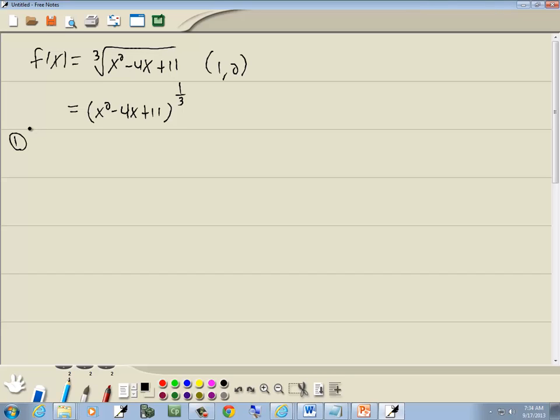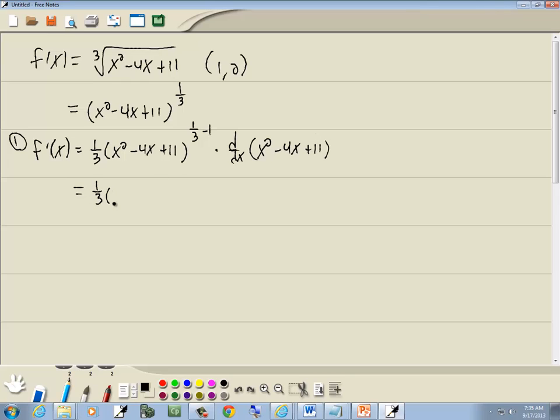Now, step 1, find our derivative. We can use the chain rule, the general power rule. It says if you've got parentheses to a power, take your power and put it out in front. What's inside your parentheses remains as is. Lower your power by 1, so we've got 1/3 minus 1, times the derivative of what's inside your parentheses, so times the derivative of x squared minus 4x plus 11.